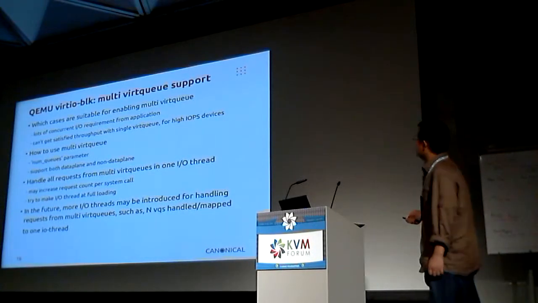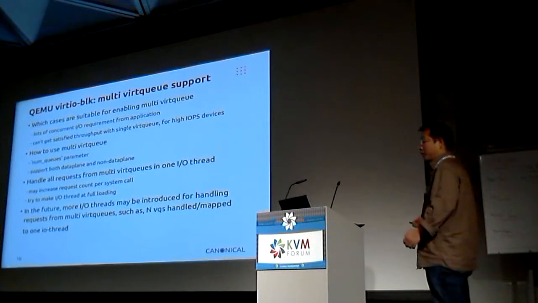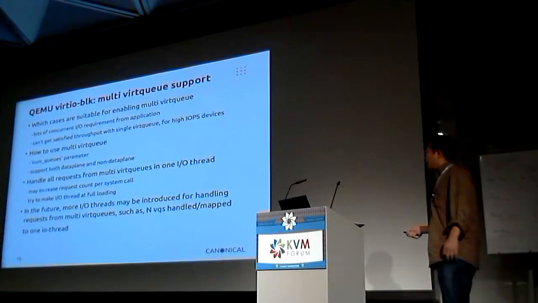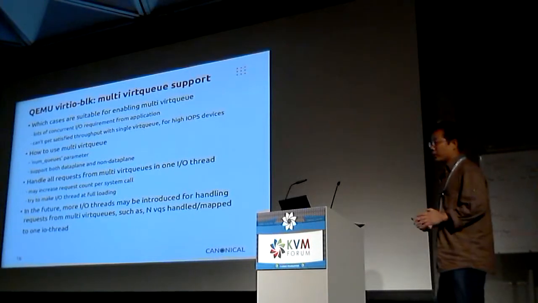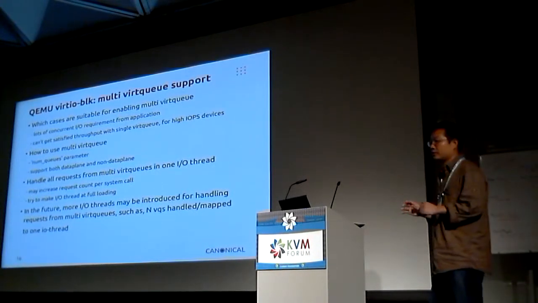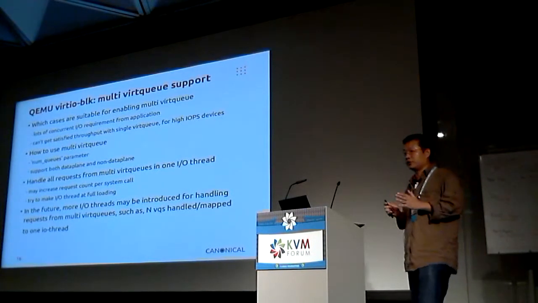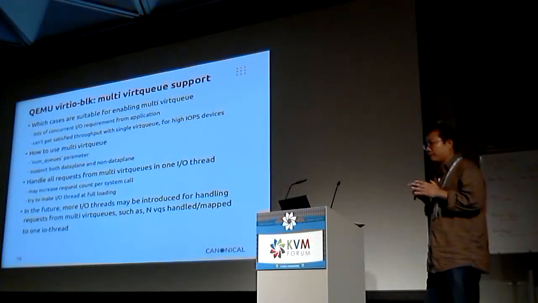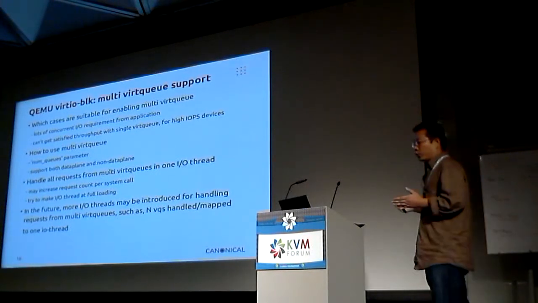In the patch, it's very easy to enable multi-virtqueue. It just passes the number of queues as a parameter, like virtio-scsi does. It supports both dataplane and non-dataplane. The current implementation is quite simple. It handles all requests from all virtqueues in one I/O thread. Once the host notifier event comes, the code marks the request for this queue and schedules a bottom half to handle it.